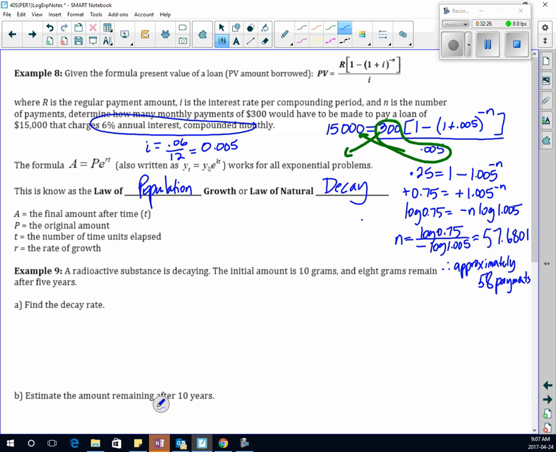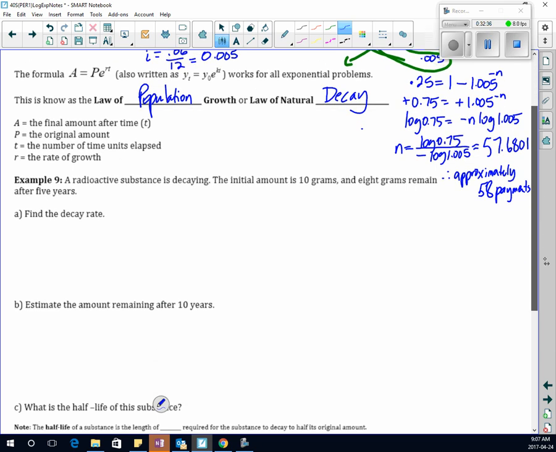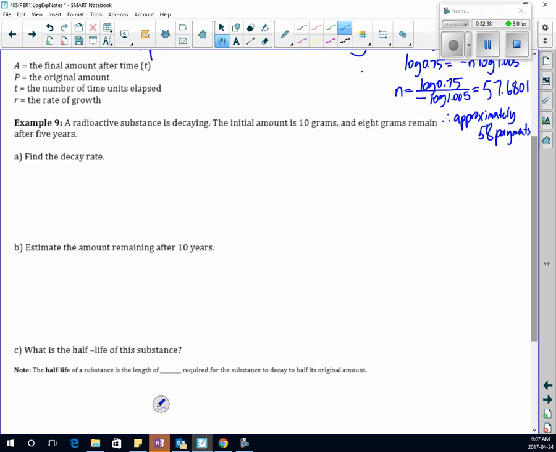The final amount is A after time t. P is the original amount. T is the time elapsed. It doesn't give you a unit. And R is the rate of growth. So the rate of growth will tell you what the T is actually in.